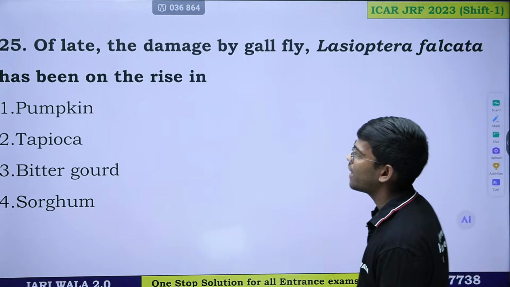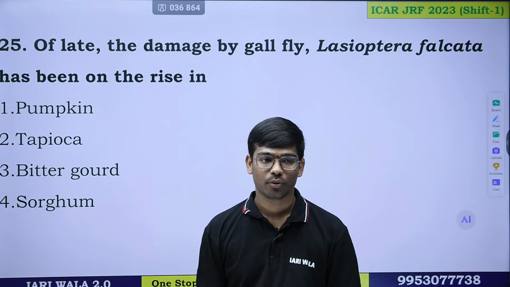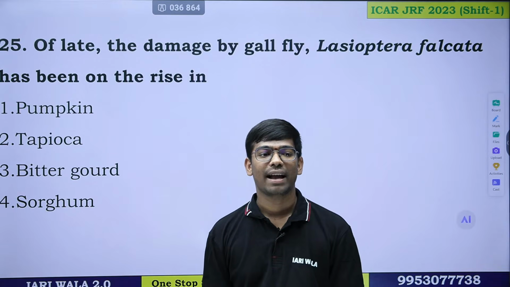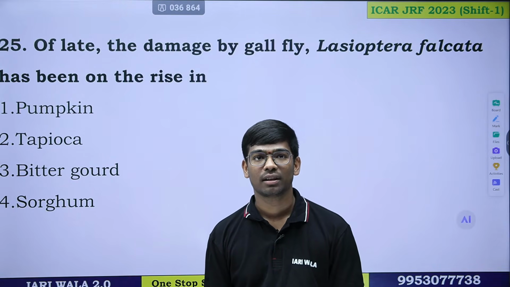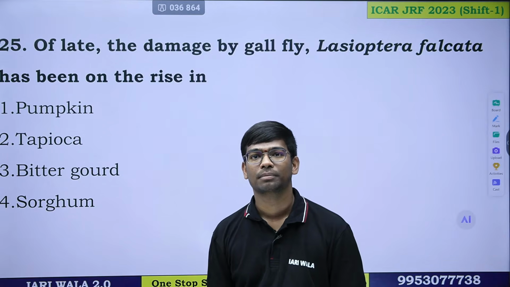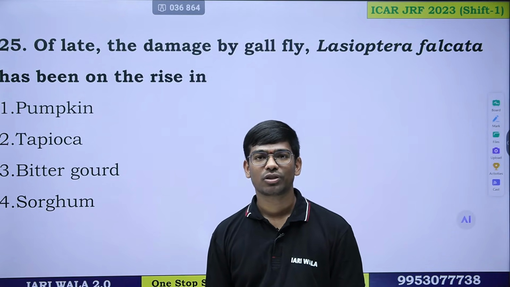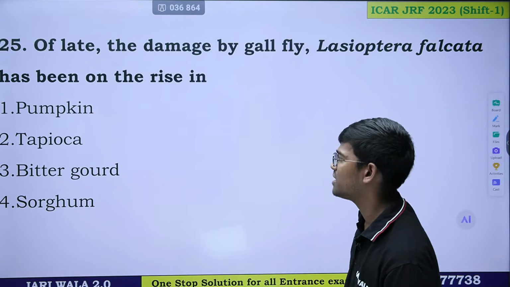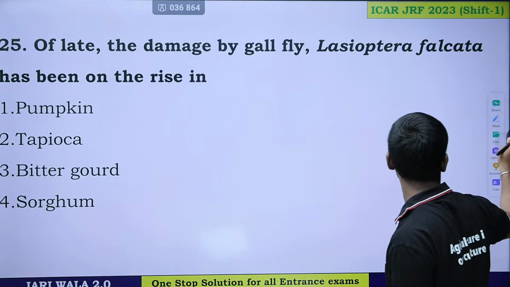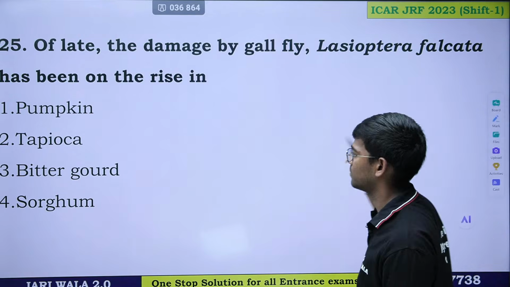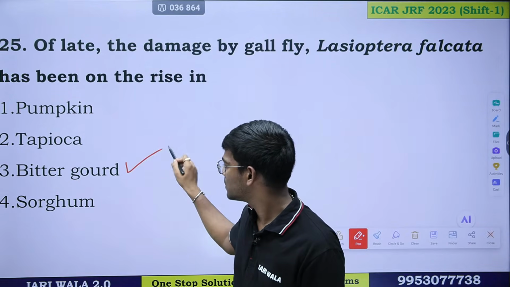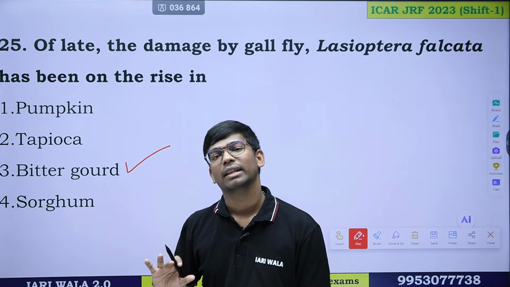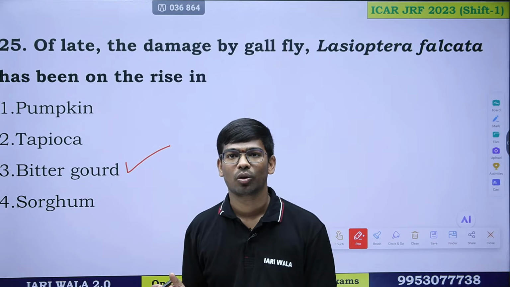Okay. And one more important question. Of late, the damage by the gallfly Lasioptera falcata has been on the rise. This question also you may not find anywhere, since it's an emerging pest. It is a major pest of bitter gourd. So the major or primary host is bitter gourd, then come the other cucurbits. Okay.